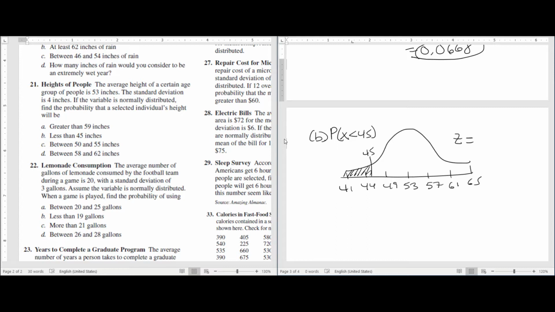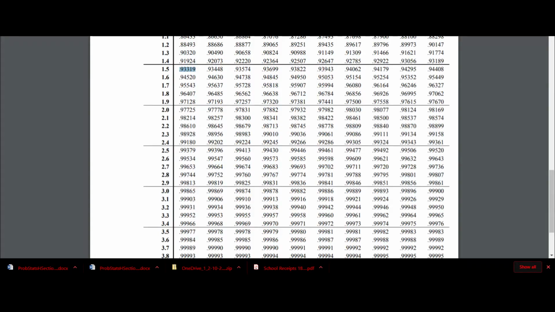So z is 45 minus 53 over sigma. And this is going to be negative 8 over 4, which is negative 2.00. And I do 2.00 because that's what the table wants. The table wants 2 decimals. So now we want the probability that z is less than negative 2.00. Since it's less than, we can look up the value on the table, and that is our answer. So let's look up negative 2.00.